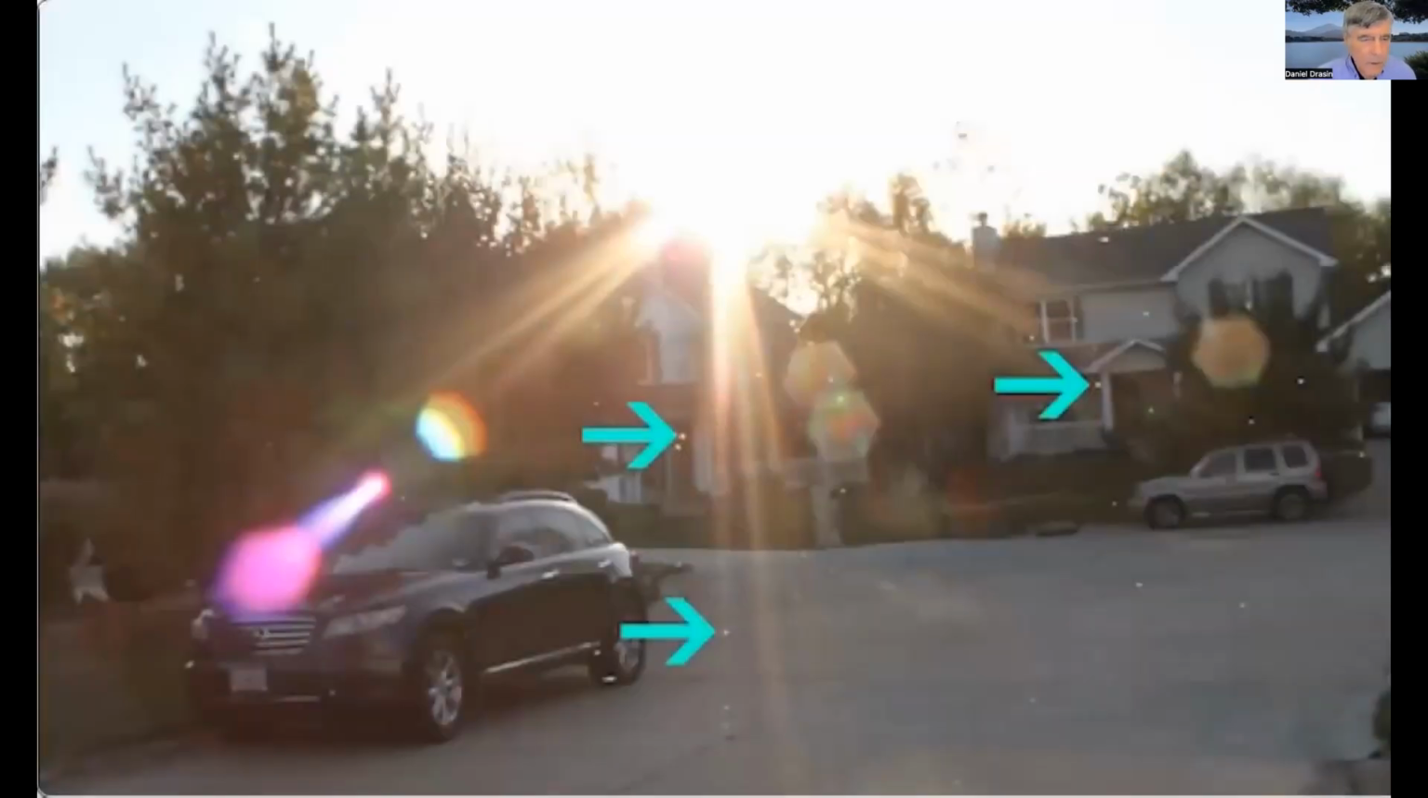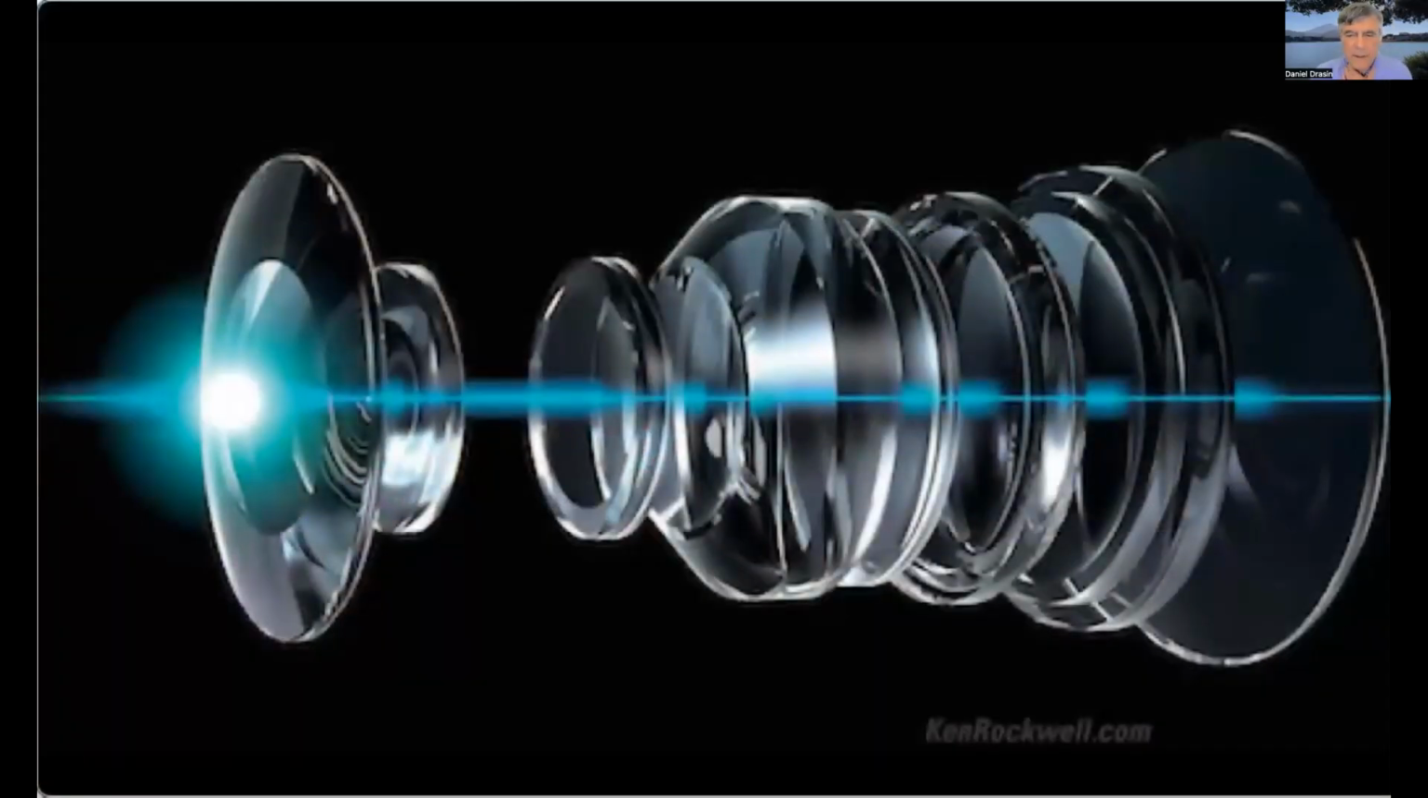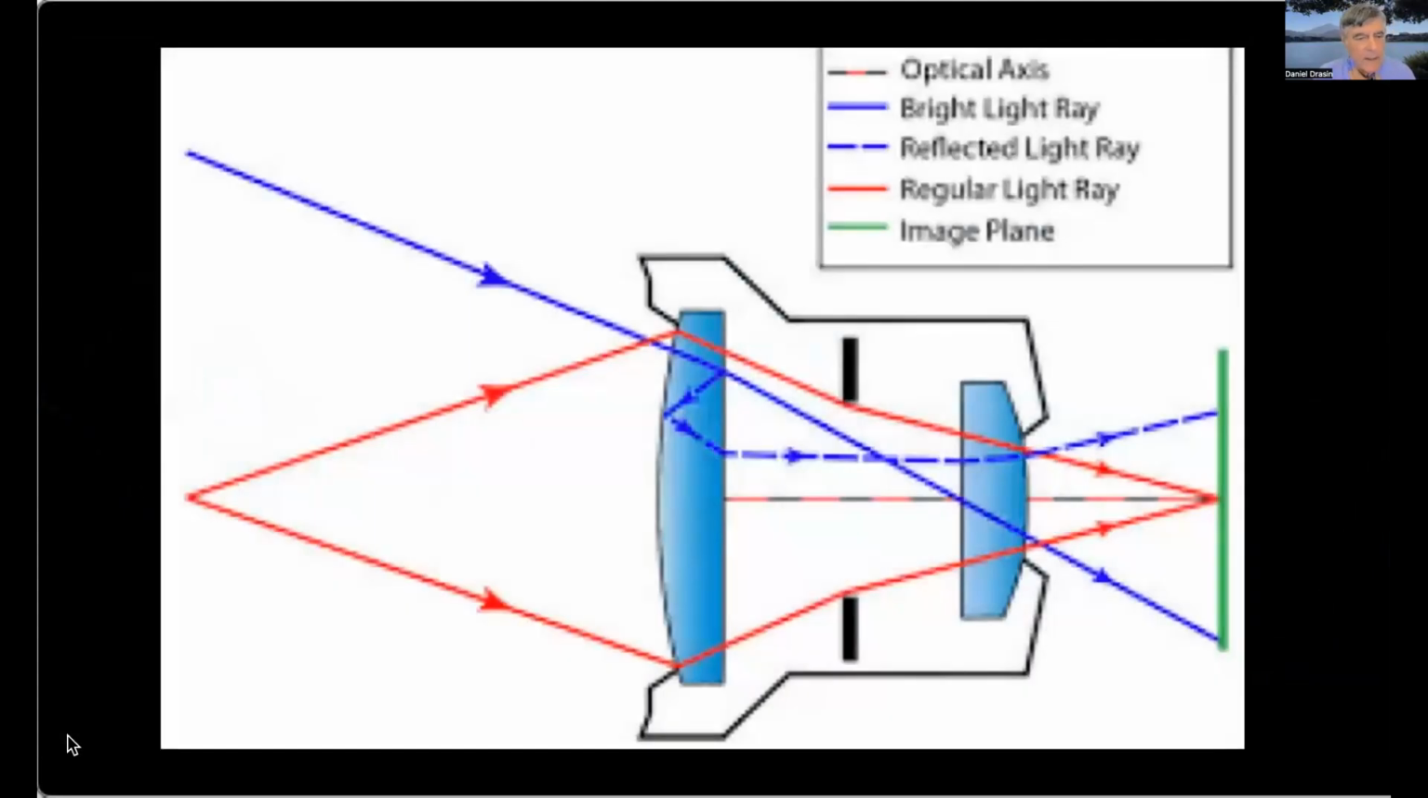Another source of orbs are what are known as lens flares. In this photo, we see some typical flares from the setting sun. Camera lenses are actually a series of lenses stacked together. So when a camera is aimed at or near a strong light source like the sun, light can bounce around inside these lenses and create multiple images of the source.